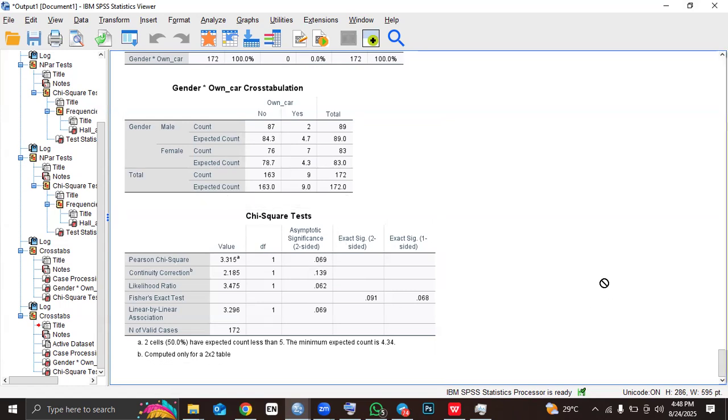So from this, the chi-square test is telling us that there's no relationship between gender and the number of people who own a car. That is what the chi-square test is telling us from our analysis. Very simple, very easy, and straightforward. So in the next example, we are going to move on to the chi-square test for homogeneity. See you in the next one.